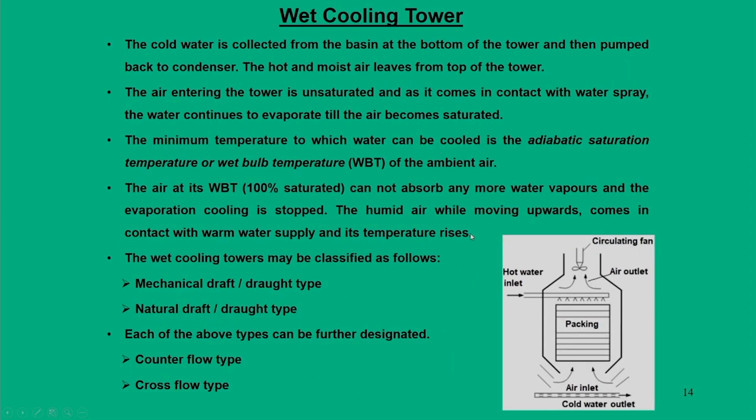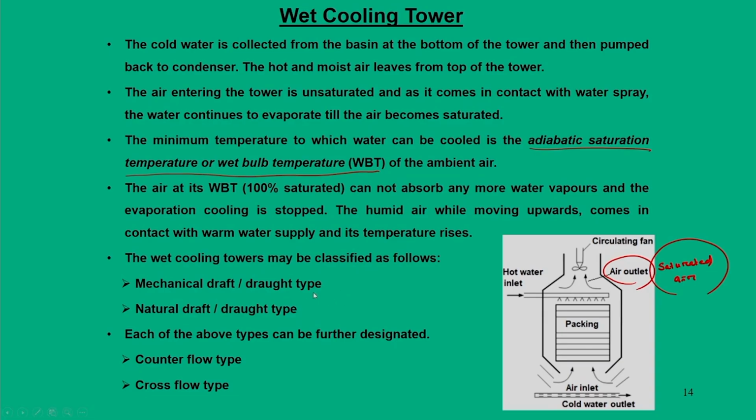Now, considering whatever I have explained, we have to look into the upper limit of this air outlet, and this upper limit of air outlet is nothing but the saturated air. Saturated air means air does not have any capability to absorb any more water vapors. So, evaporative cooling is stopped, and that temperature we call the adiabatic saturation temperature or wet bulb temperature of the ambient air. So, this is the concept of the wet cooling tower system.